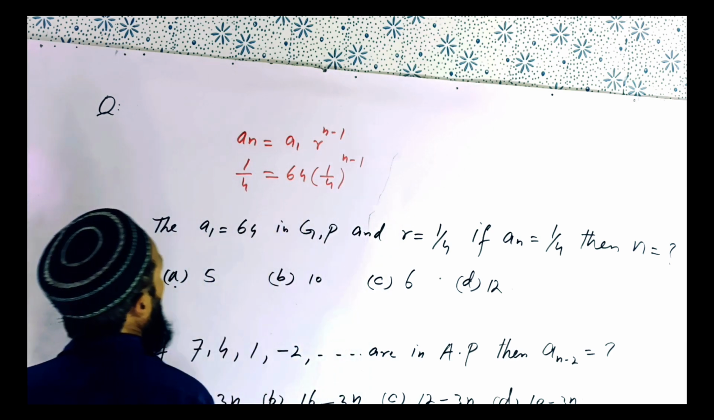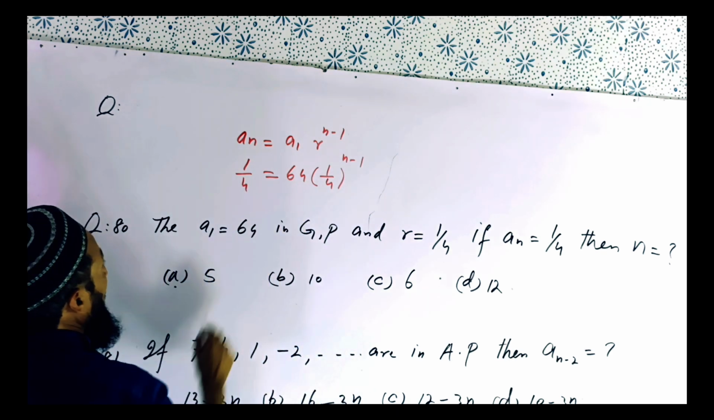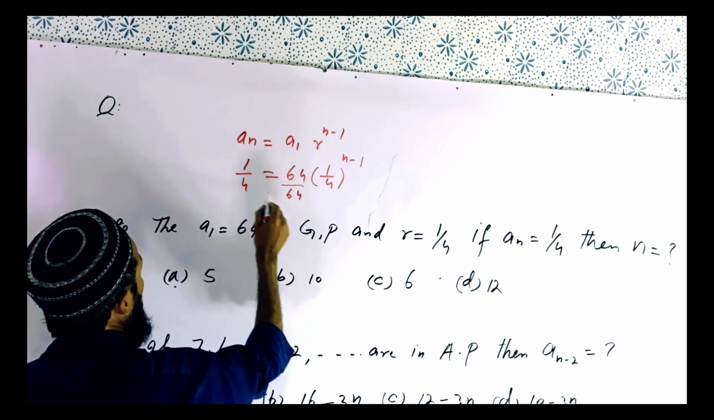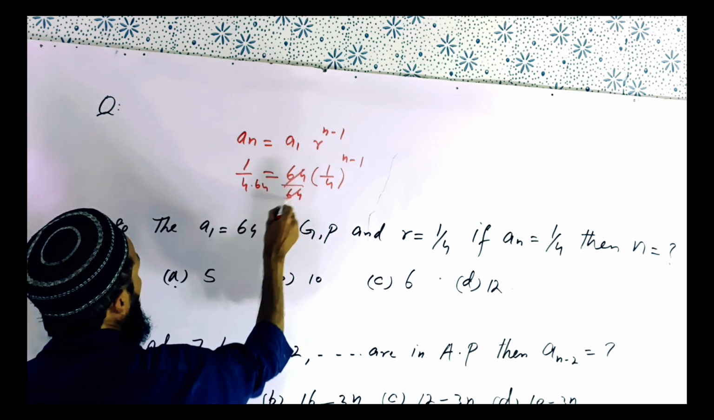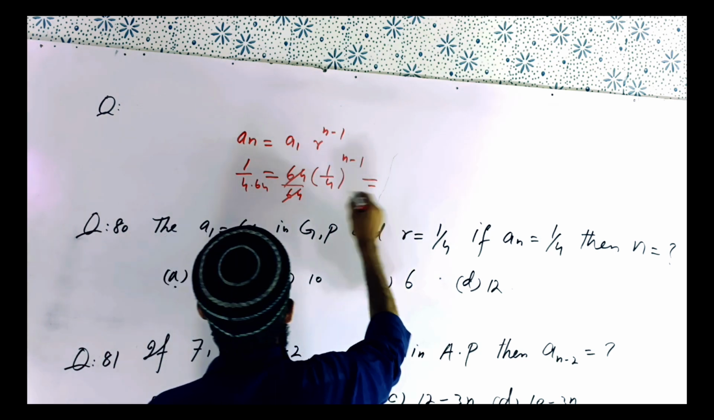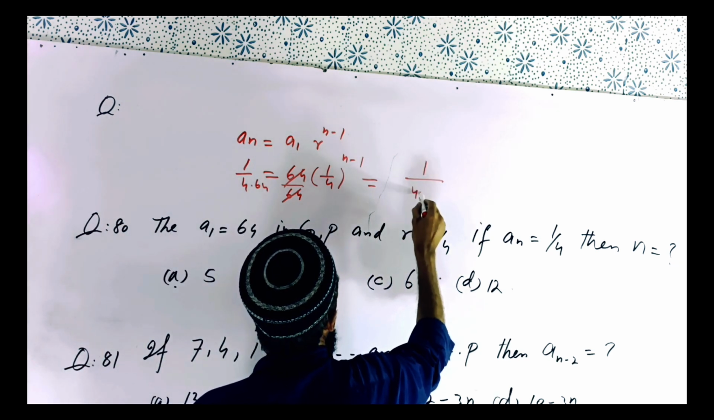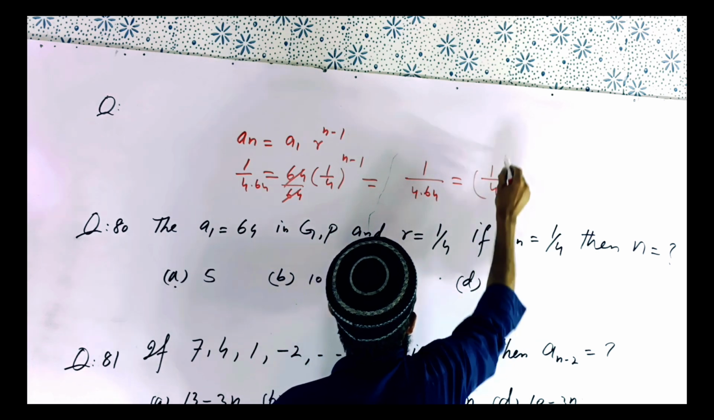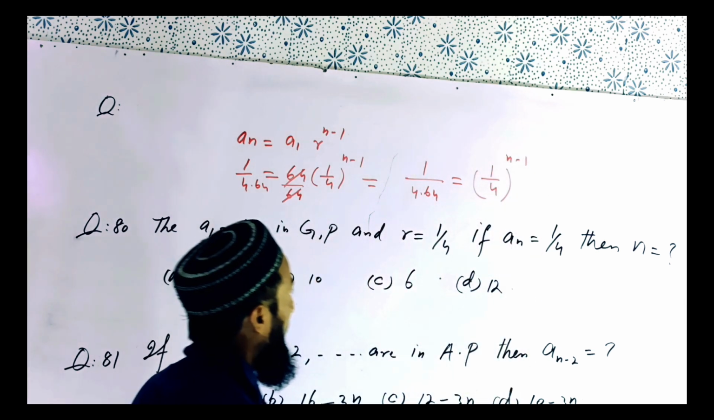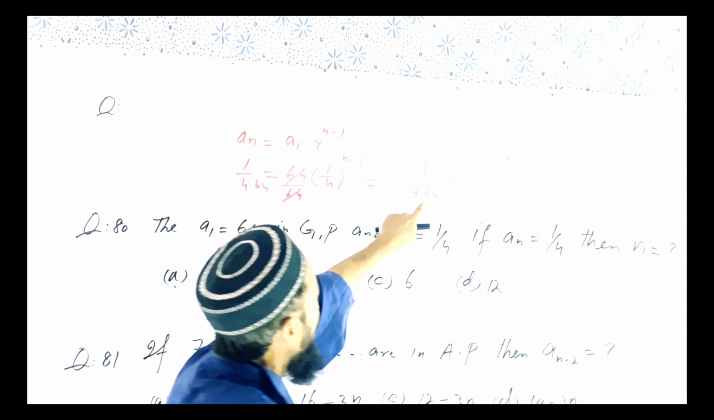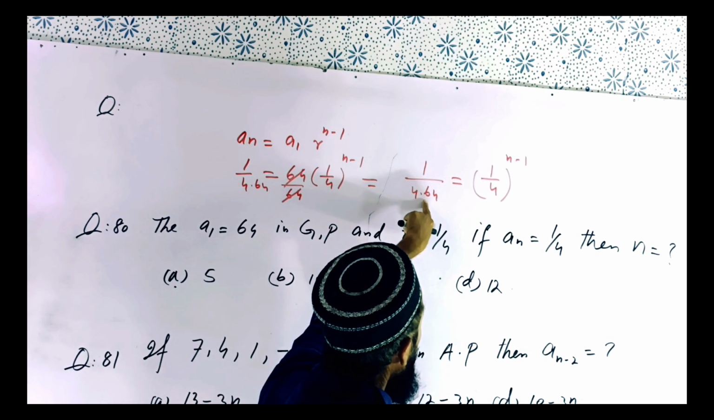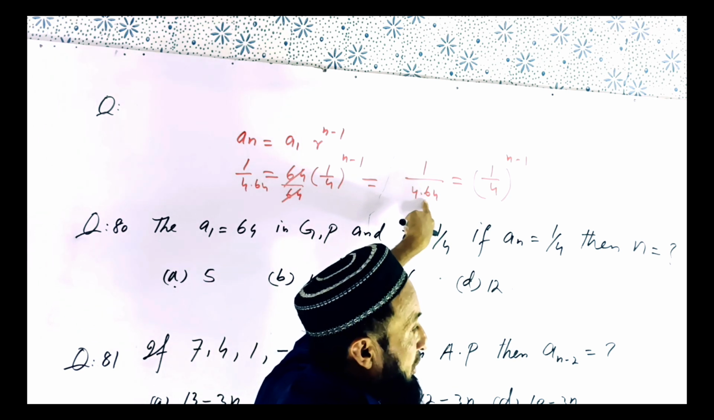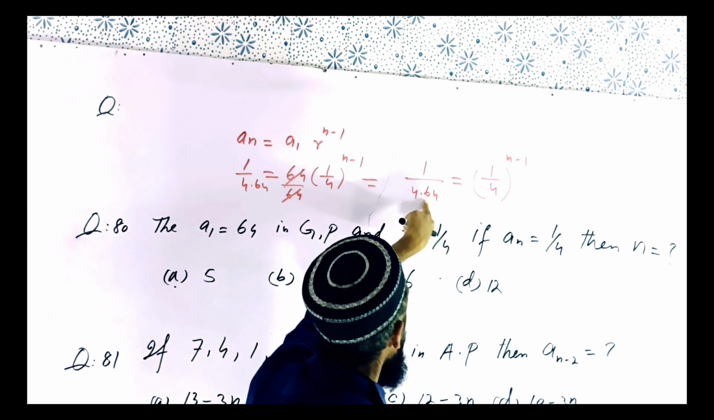Dividing both sides by 64, both are cancelled, and here we get 1 by 4 to the power 3 is equal to 1 divided by 4 to the power n minus 1. N is required. So for 64, if we multiply 4 by 4, 16, 16 multiplied by 4, 64.